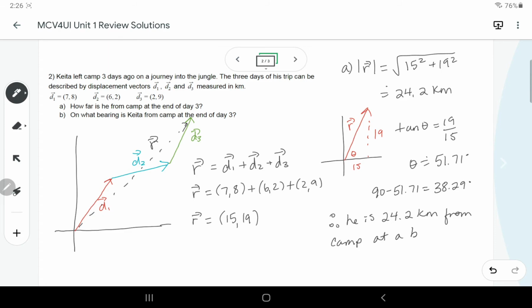at a bearing of, and I would say 038.29 degrees, or you could say north 38.29 degrees east. Okay, that's also an option for sure. So the true bearing or quadrant bearing is fine for your answers.